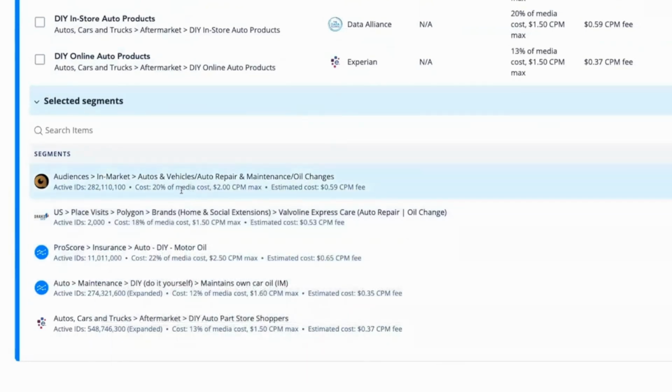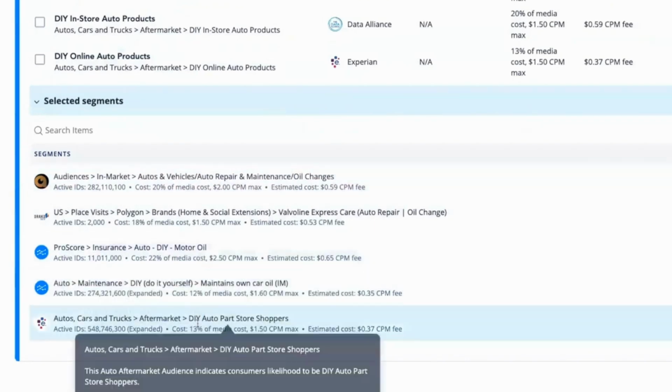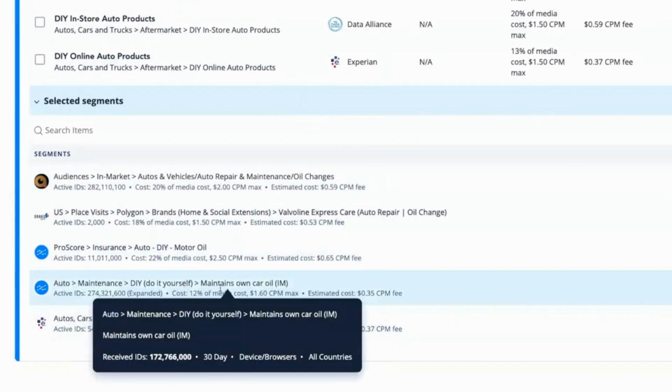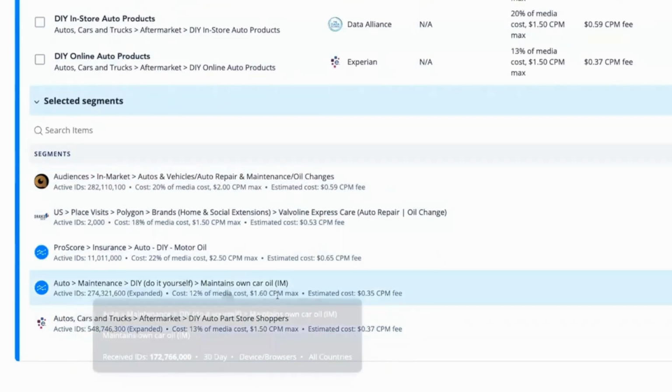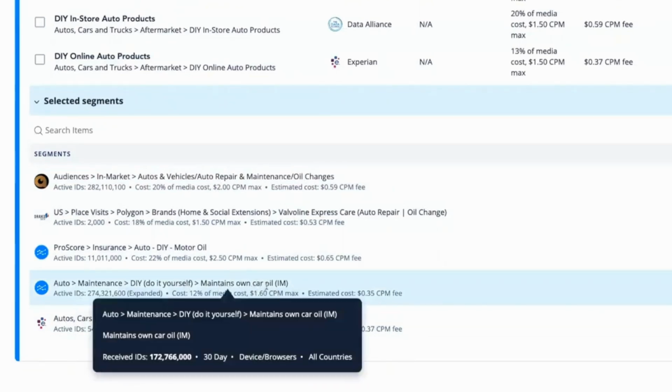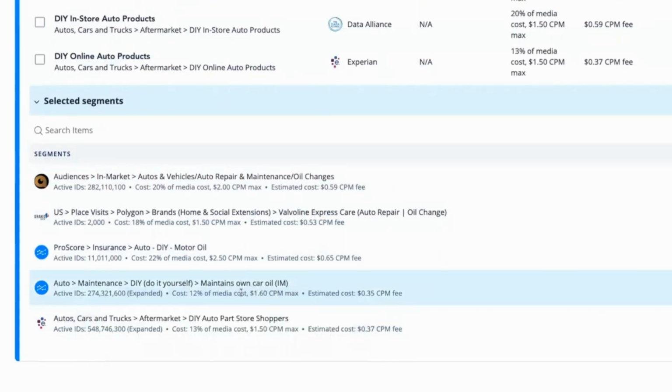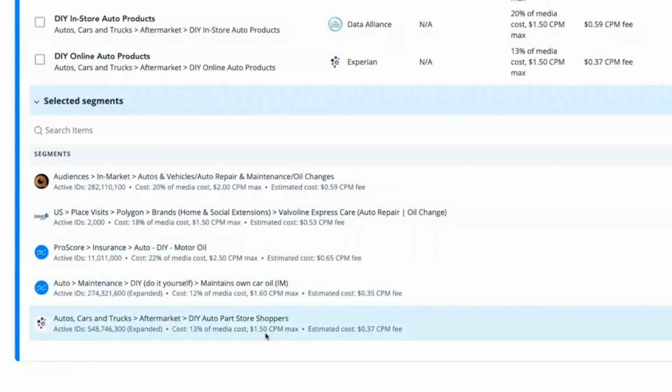What I would recommend is that when you're building your audience and you're ready to launch, to separate some of those categories. For instance, we have three categories. We have people that are maintaining their own oil, so we know that they're changing their oil. We have people that are shopping for car parts. Okay, it could be oil, anything else.